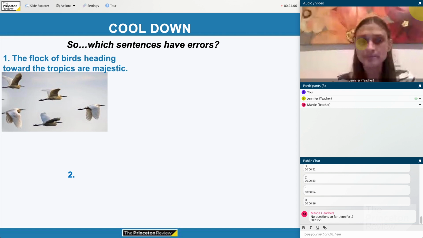So number 1, the flock of birds heading toward the tropics are majestic. All of the 4 sentences have something in them that ties into what we just went over. In this case, what ties is the word flock. And a flock is collective. So flock is the subject of the sentence. And flock in this case is singular, even though it's referring to multiple birds, singular noun. So we would need to say the flock of birds heading toward the tropics is majestic, not are majestic. So number 1 is not correct.